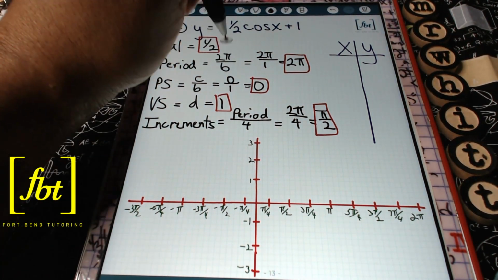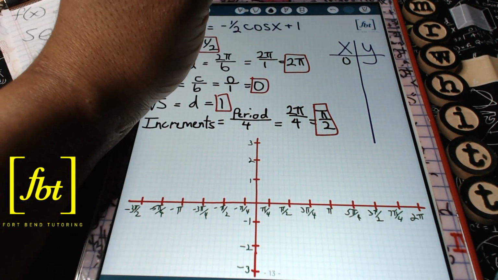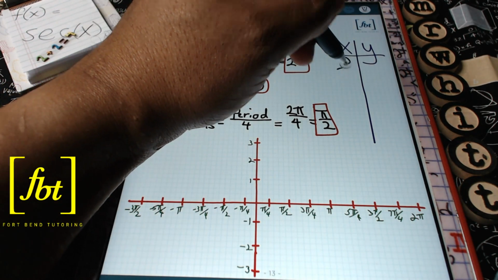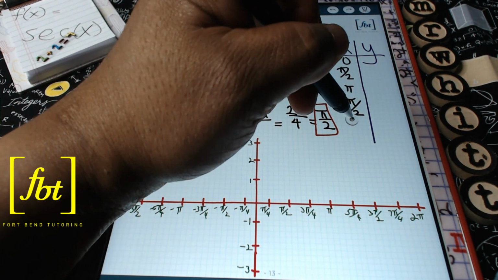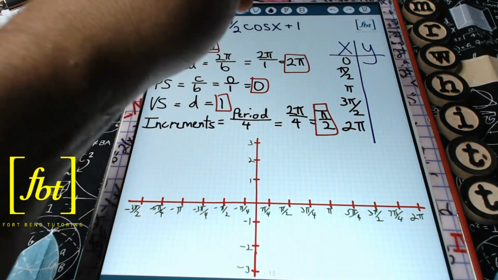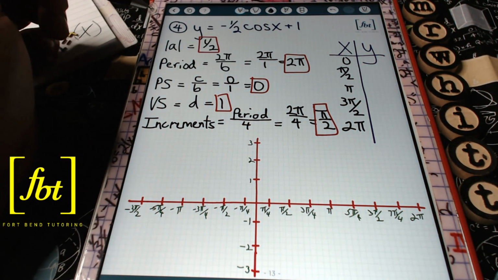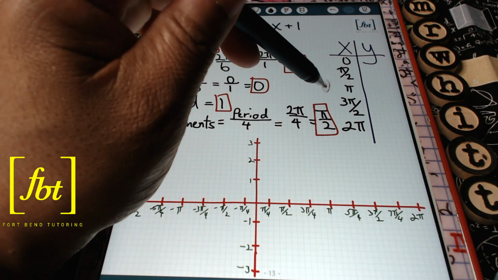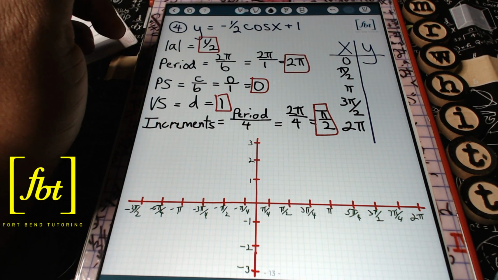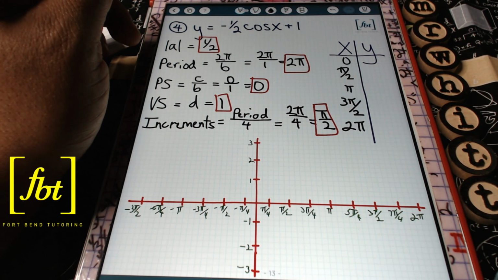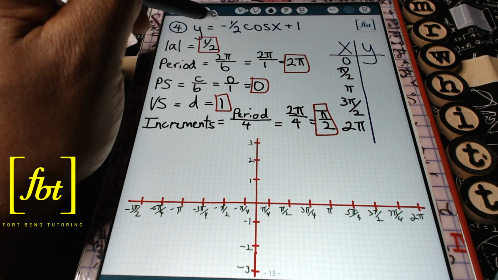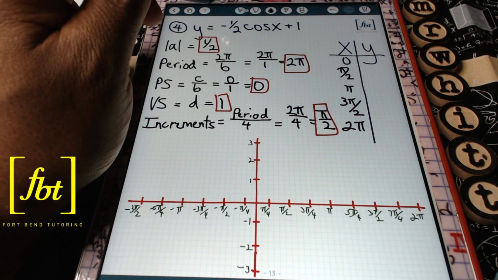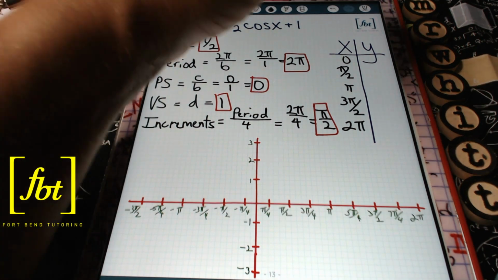And that means that starting at the phase shift, we'll be using the following x values. We'll be using 0. We'll use pi over 2, pi, 3 pi over 2, and 2 pi. And we get these values by starting out with the phase shift and then adding our incremental value of pi over 2 each time. Then let's go ahead and plug in our value, shall we? Plugging in 0, cosine at 0 is 1. 1 times negative 1/2 is negative 1/2. And negative 1/2 plus 1, it's 1/2.